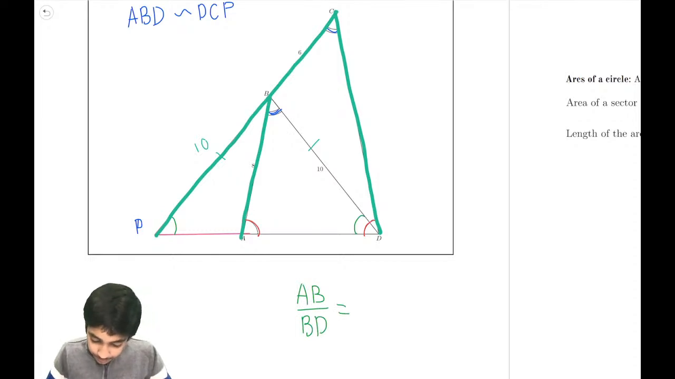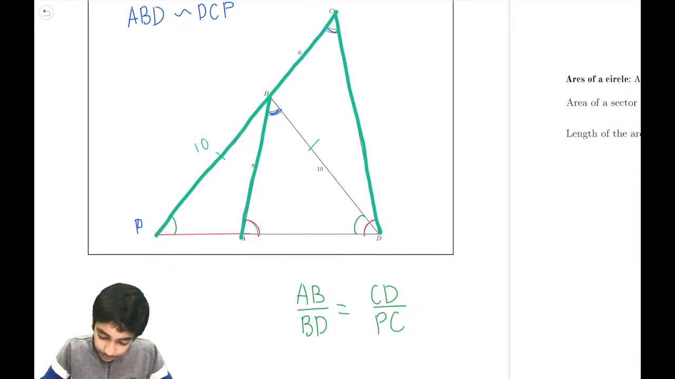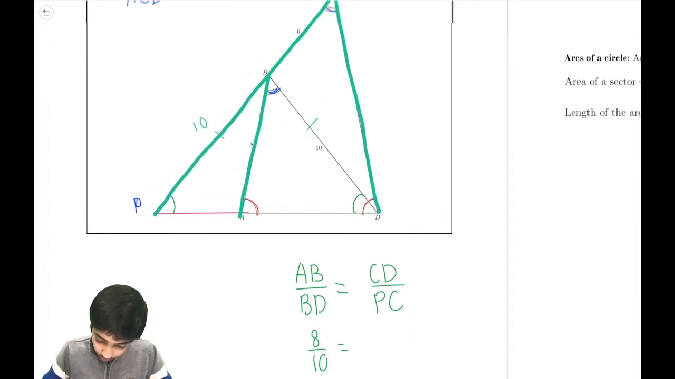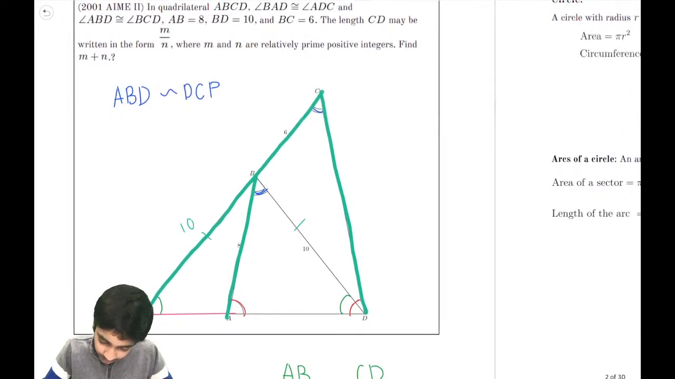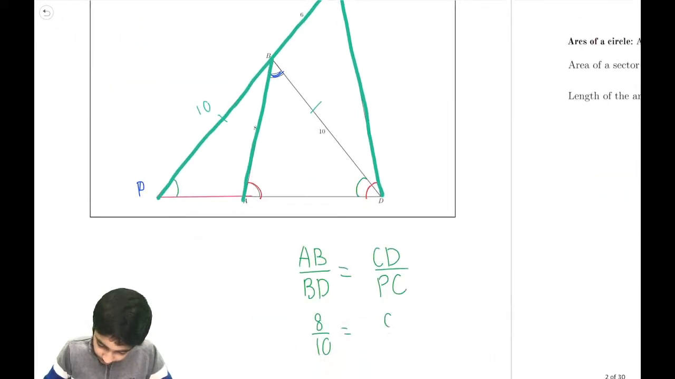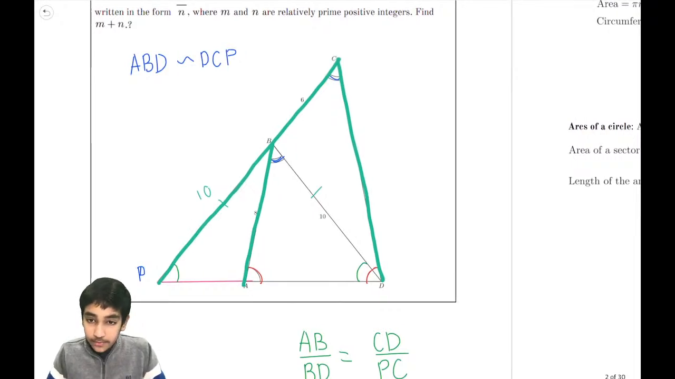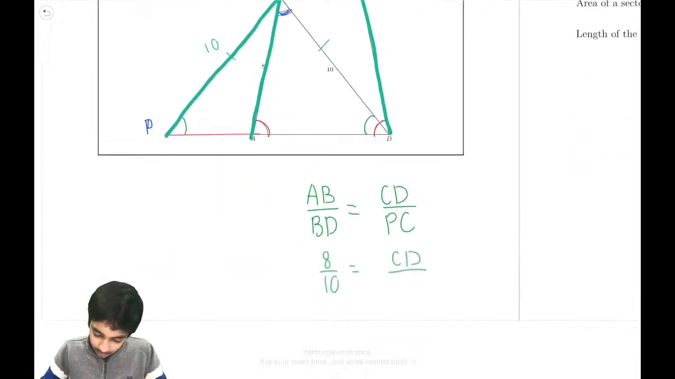AB over BD is also going to be equal to CD over PC, right? And AB we know is 8, BD we know is 10, CD we don't know. That's what we want to find. We want to find CD, right? So this is going to be CD over PC. Well, by our isosceles triangle condition, it's going to be about 16.